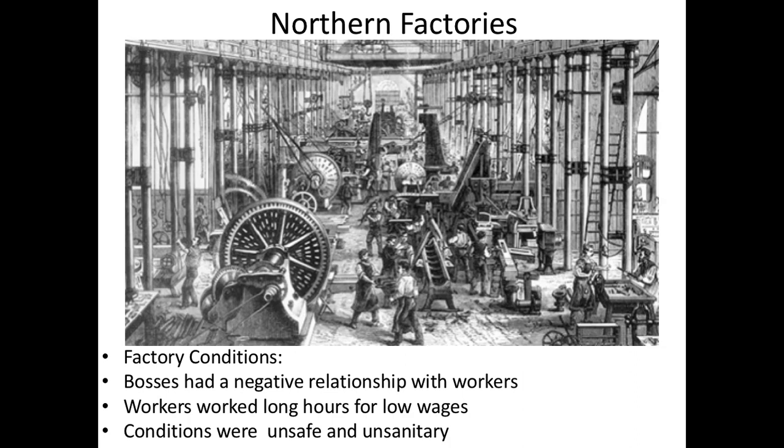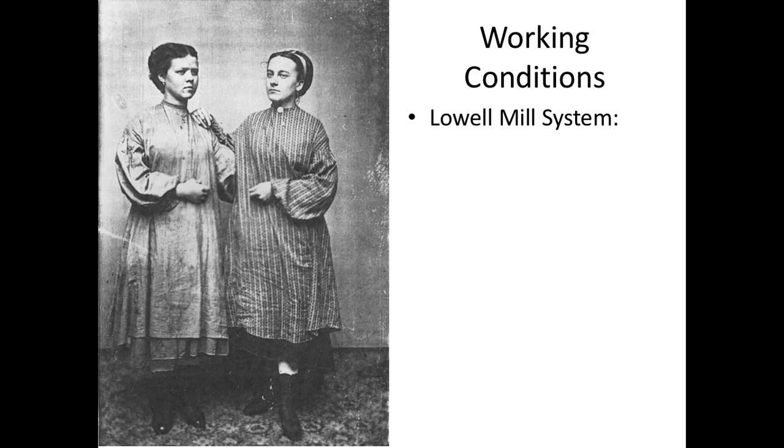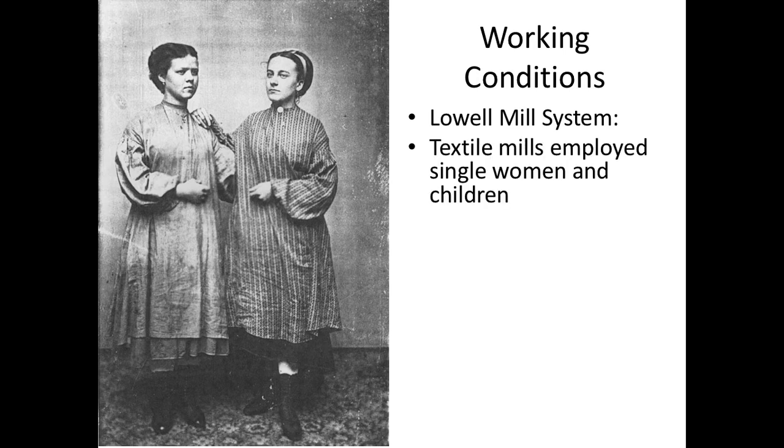One of the classic examples of the northern factories will be the Lowell Mill system. This happened in Massachusetts. So the Lowell Mill system describes a system of textile mills that existed largely in the New England area, and they employed single women and children. If a woman was married, the role of the woman then was socially to go to the home, be a mother, be a homemaker, and not to be working. But if women were single, they oftentimes would be used as workers, and they would be paid less than men.